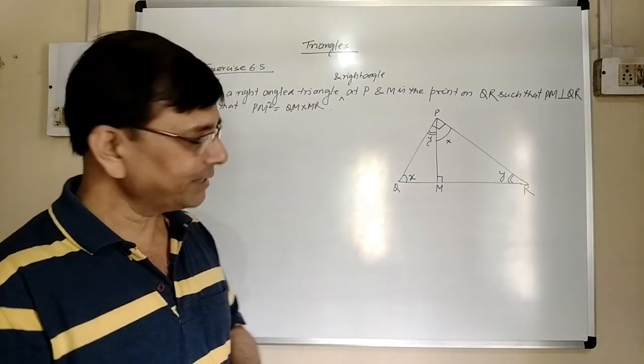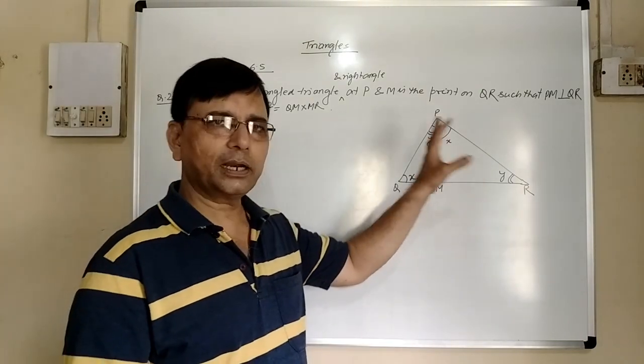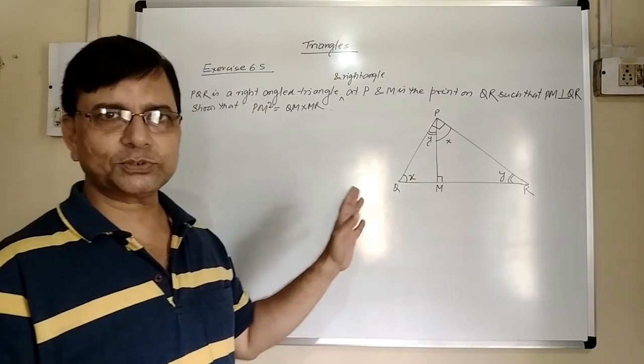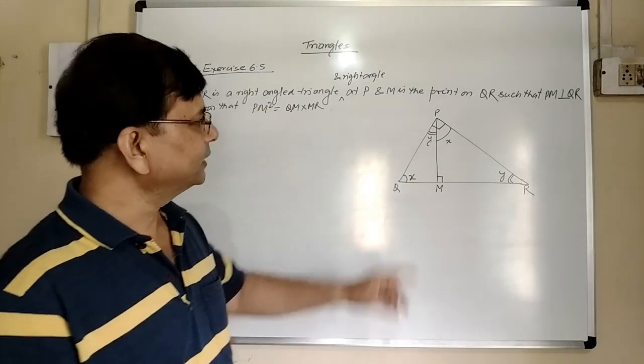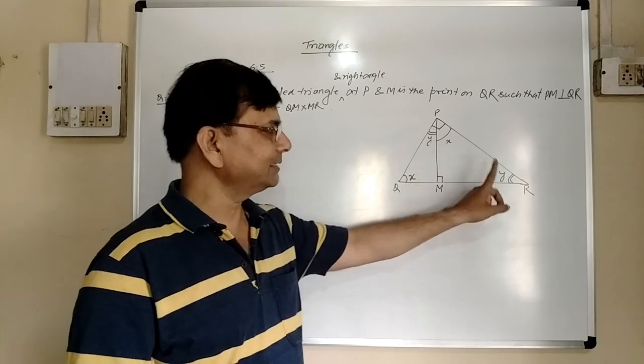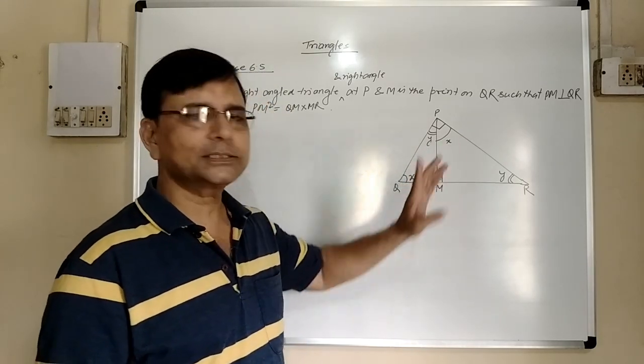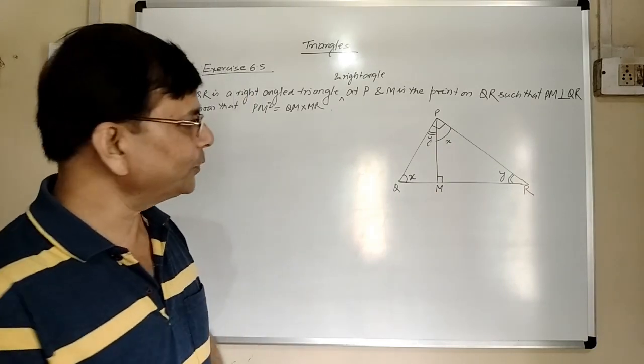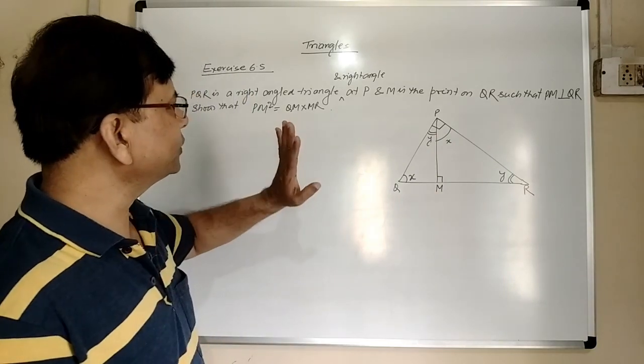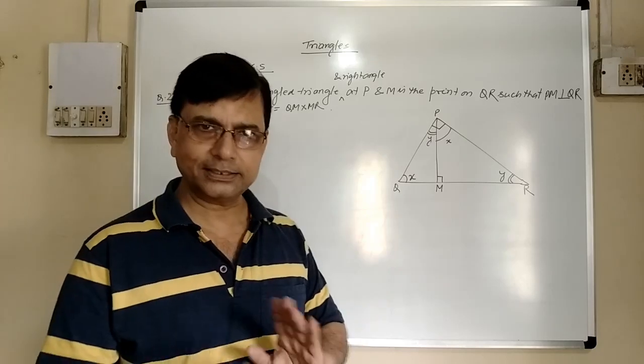As we have done the previous two examples for solving the Pythagoras theorem, and before that also whatever I had given, this is quite related to those concepts which I have already taught to you. So let this angle be X and this angle be Y, and then this angle becomes Y and this is X. Proof of this I have already given to you. Here PM square is equal to QM into MR. This is to be proved.